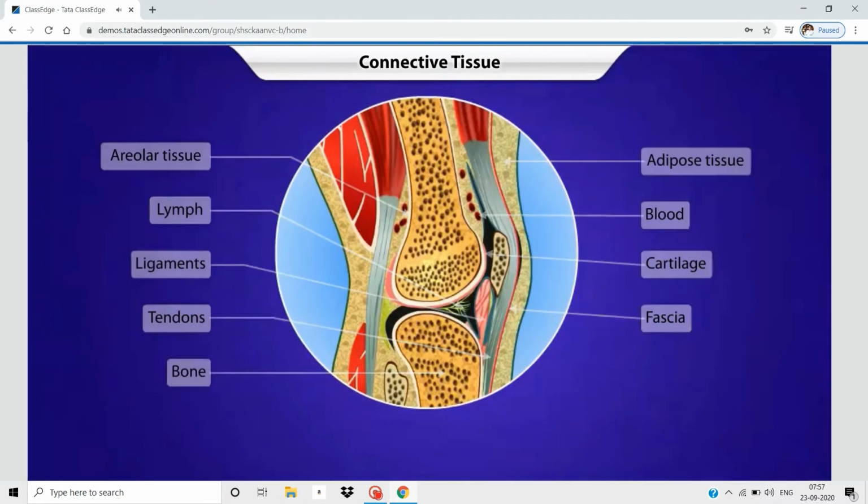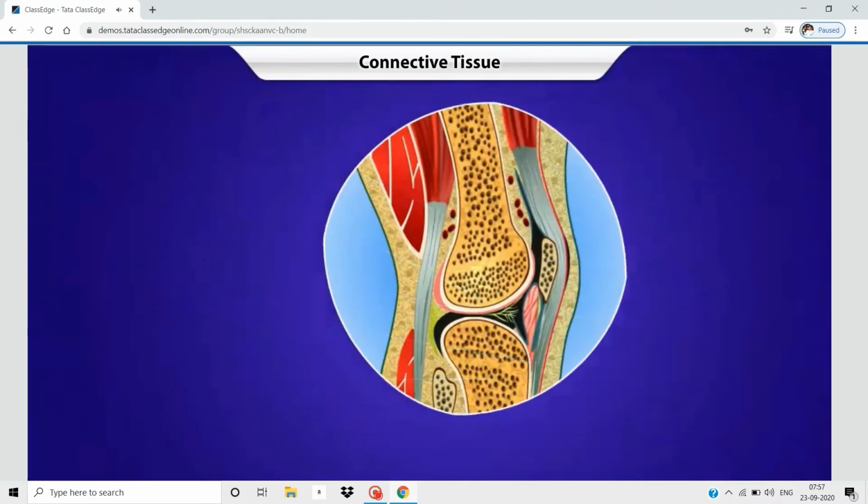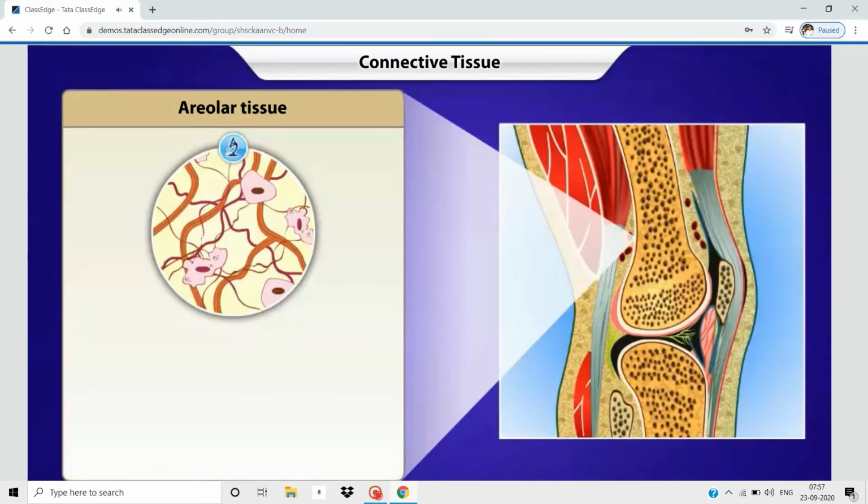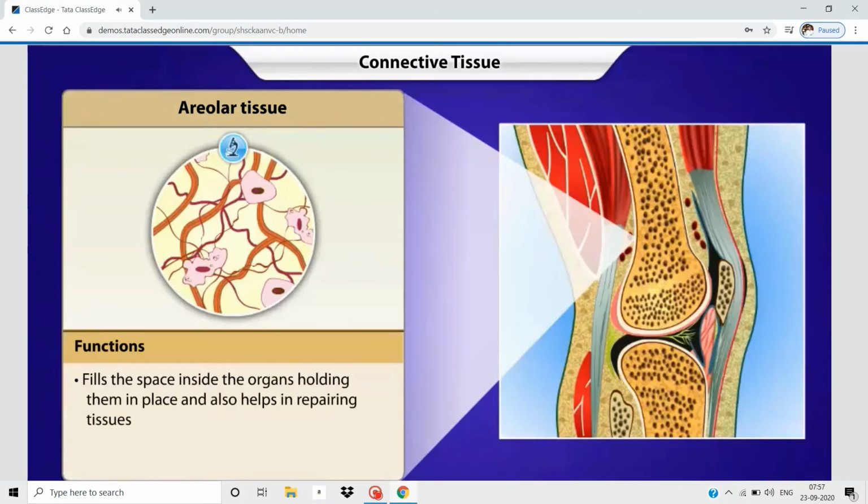Areolar connective tissue is made up of collagenous and elastic fibers. It is found beneath the skin and muscles, linking organs, around blood vessels and nerves, and also in the bone marrow. Areolar connective tissue fills the space inside the organs, holding them in place, and also helps in repairing tissues. It attaches the epithelial tissue to other tissues.